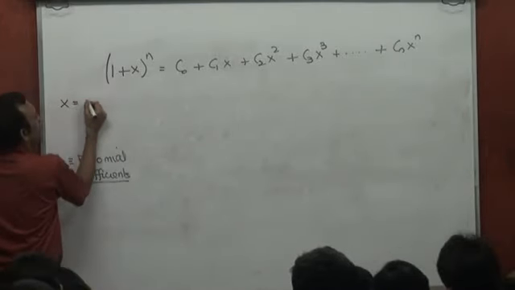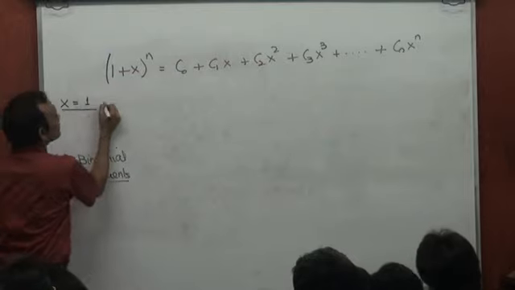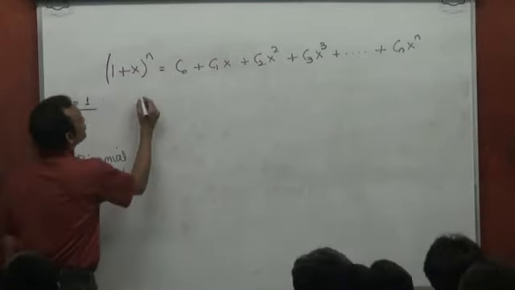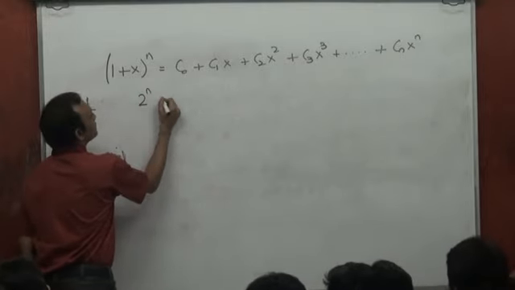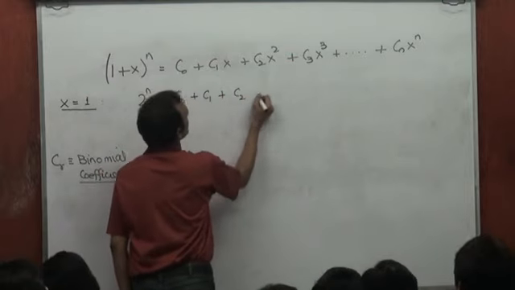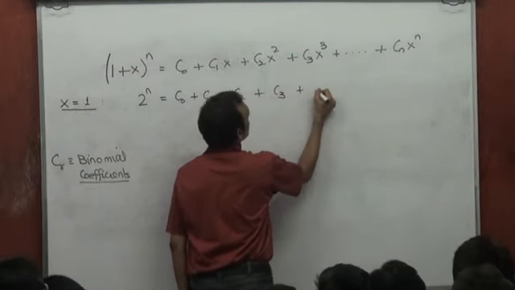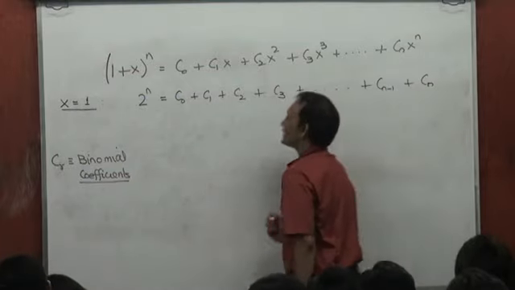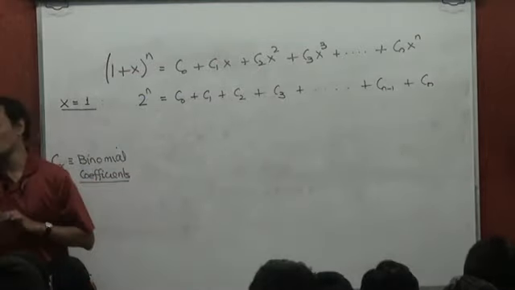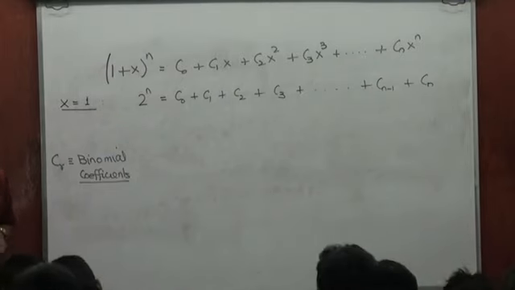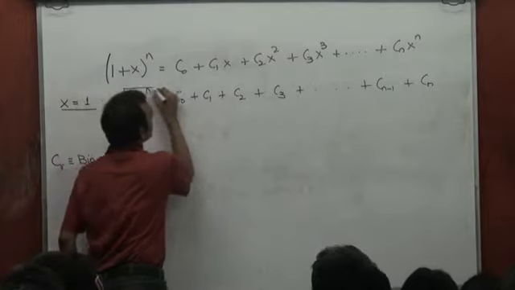Put x equal to 1 on both sides. You get 2 to the power n equals c0 plus c1 plus c2 plus c3 plus ... plus cn. That means the sum of all binomial coefficients will always be 2 to the power n. That's the sum, a very commonly used result.